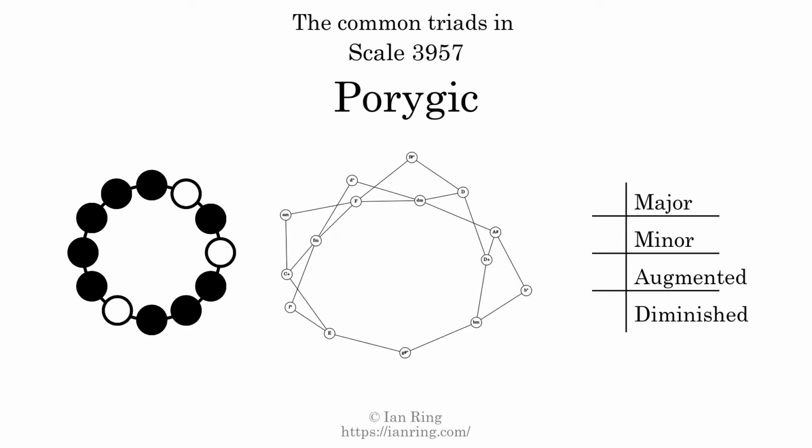The diagram in the center is a graph of parsimonious voice leading between triads. There are 4 major triads. There are 4 minor triads. There are 2 augmented triads. There are 5 diminished triads.